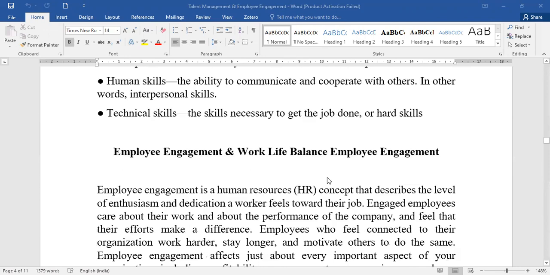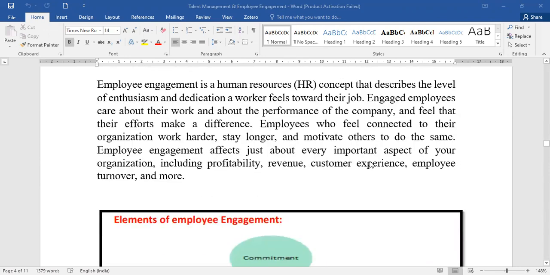Now we have the next topic, that is employee engagement and work-life balance. When we talk about employee engagement, it is about engaging an employee with their performance, with their work. It is very important that this engagement should be fruitful and productive. It should definitely lead to profitability, revenue, and customer experience, and employee turnover should reduce.